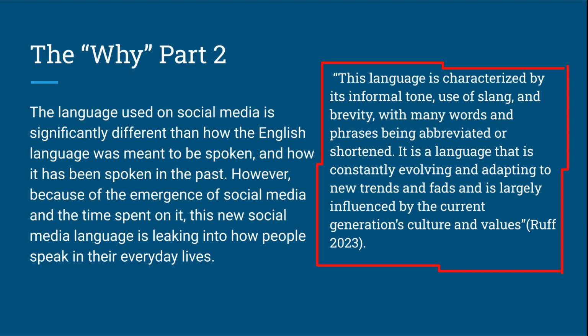But what is this language? One quote says, "This language is characterized by its informal tone, use of slang, and brevity, with many words and phrases being abbreviated or shortened. It is a language that is constantly evolving and adapting to new trends and fads and is largely influenced by the current generation's culture and values." So the social media language is not something that you want in an academic setting or talking face to face. It is just not the way the English language is meant to be spoken correctly.